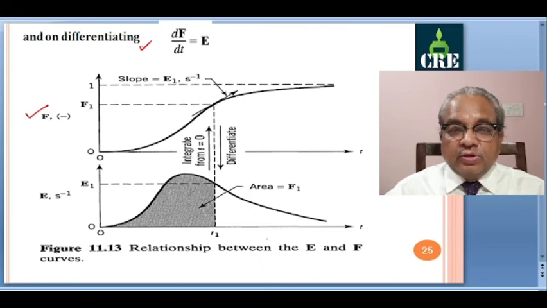So the relationship between the E and F curve. Here, on the E curve, the area under the curve is 1, and the fraction younger than age t1 is this area, and this area will be F1, and this can be found out from the slope at F1. At this slope, if you draw a tangent, this is the corresponding time. So these are interrelated.